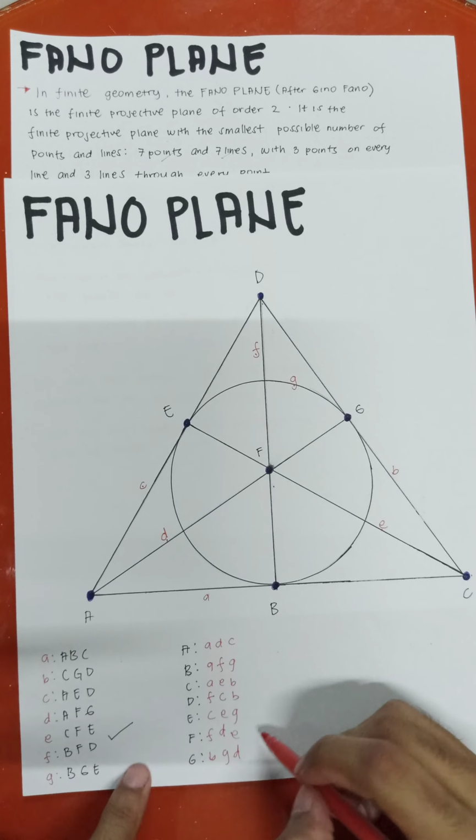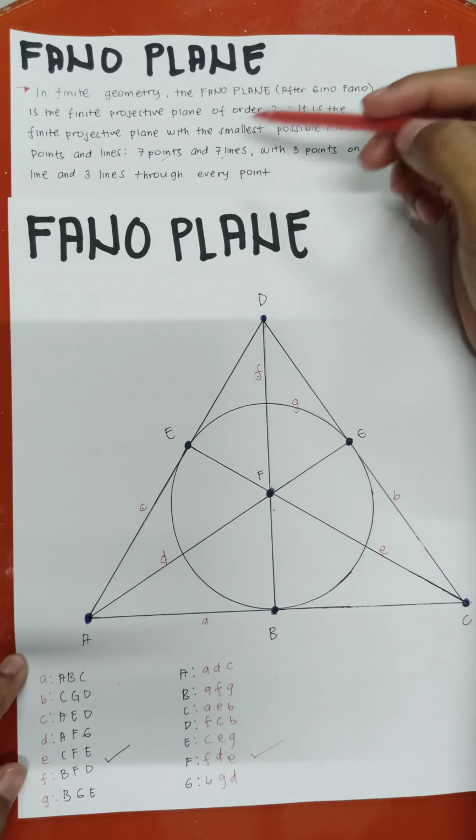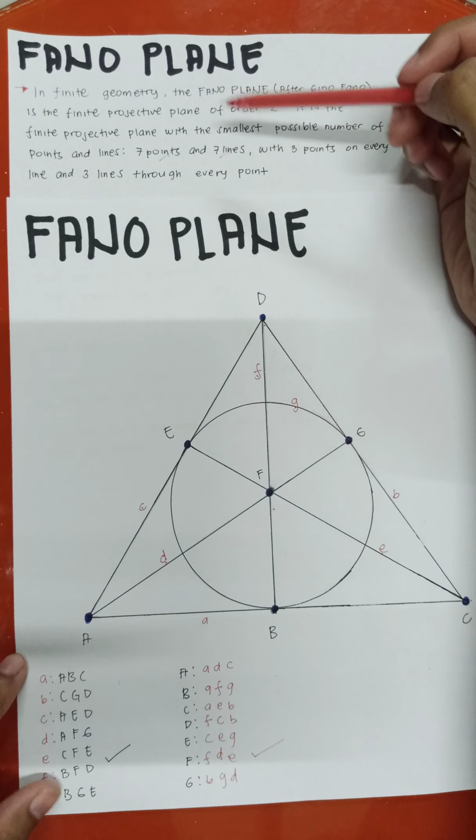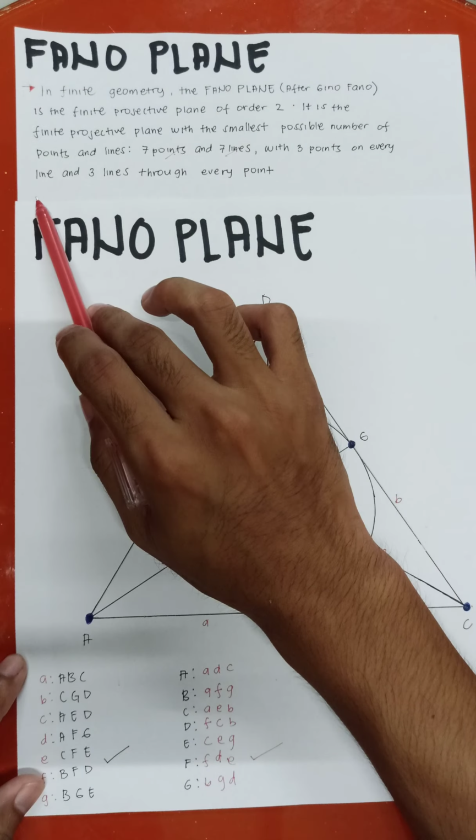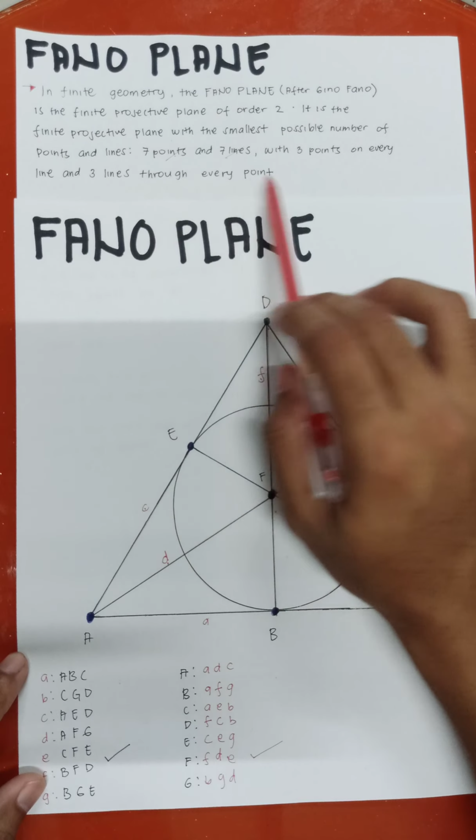So we got all this correct with the Fano plane: 7 points, 7 lines, with 3 points on every line and three lines through every point.